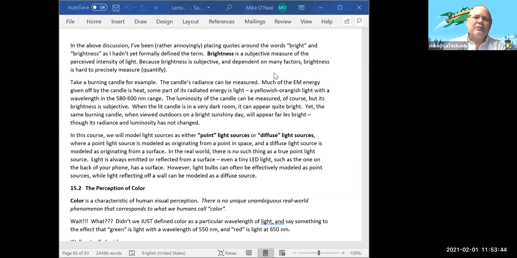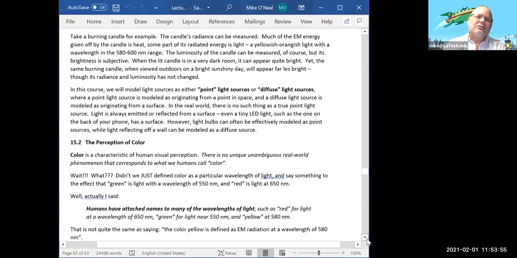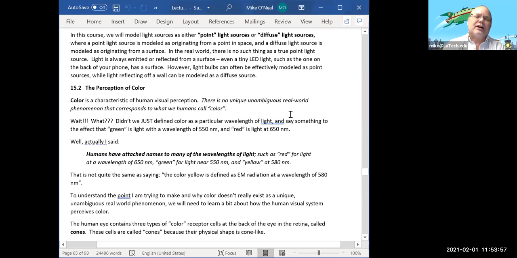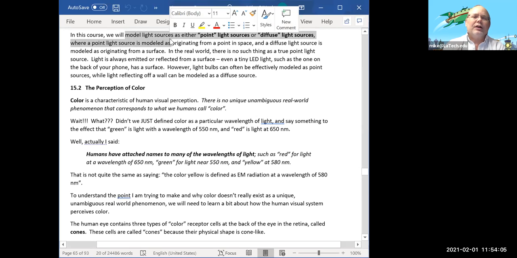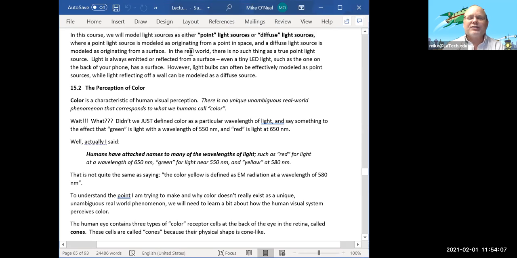Okay, what does that have to do with computer science? I don't know. Let's see. So we talked about brightness. Now how are we going to begin to tie this to what we're doing in this class? Well, we're going to build lighting models, because we want our graphics to look more realistic.